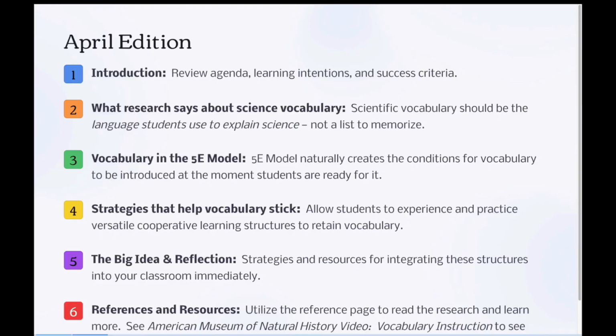April's edition will start with an introduction where we review the agenda, learning intentions, and success criteria. Then we'll move into what research says about science vocabulary. Then we'll talk about vocabulary within the 5E model. We'll move into strategies that help vocabulary stick, and then a closing where we'll share some big ideas and ask you to reflect. I'll end with references and resources that will help you get moving.